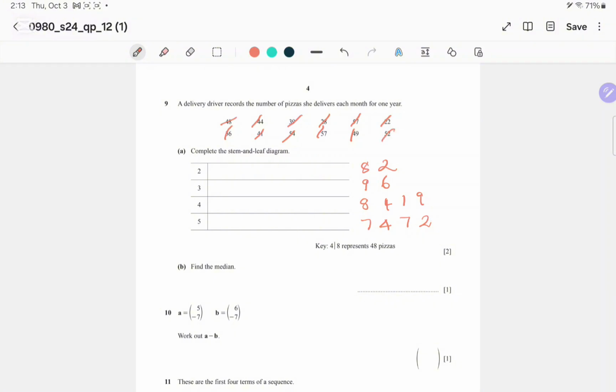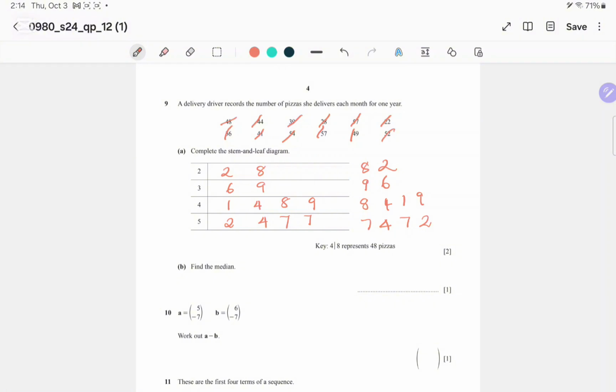Can we rewrite this in ascending order? Now we have to write 22, 28. Here ascending order is 36, 39. Here it is 41, then 44, then 48, then 49. Here it is 52, 54, 57 and 57. That's all. Find the median.